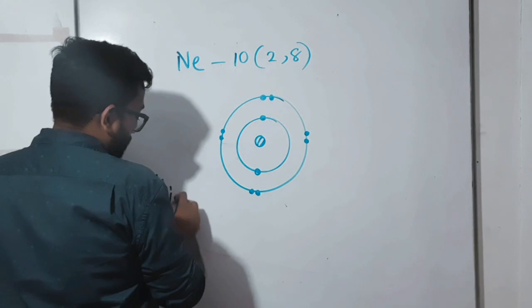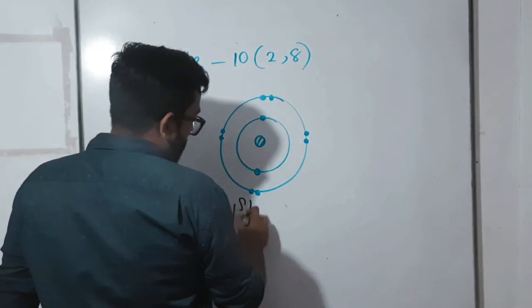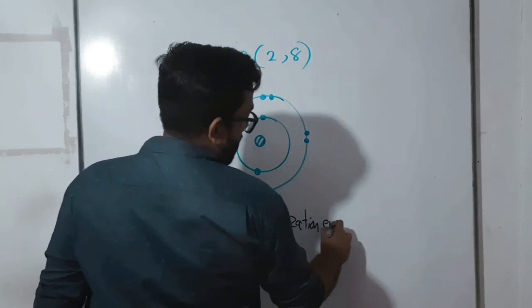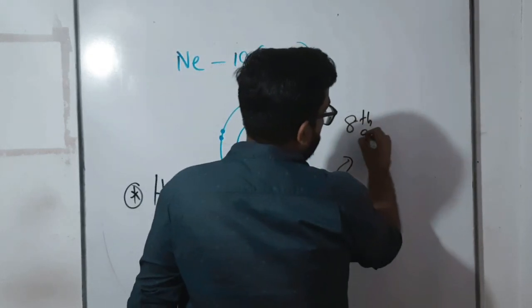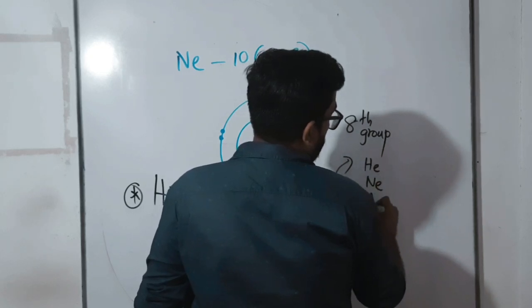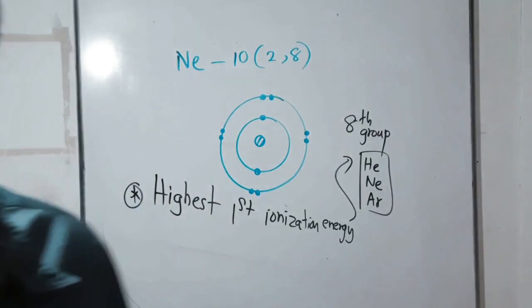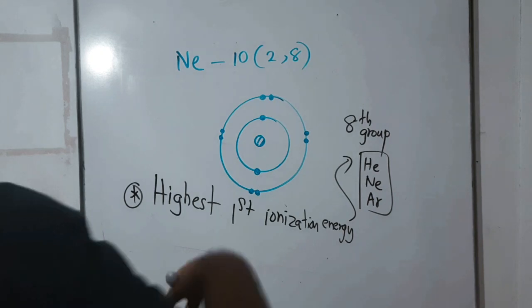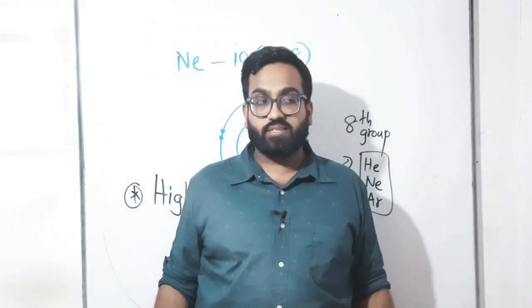Please write this point: highest first ionization energy belongs to the 8th group elements: helium, neon, argon. Why? Those are noble gases. It's very hard to remove one electron from noble gases. That is the reason. Understand?